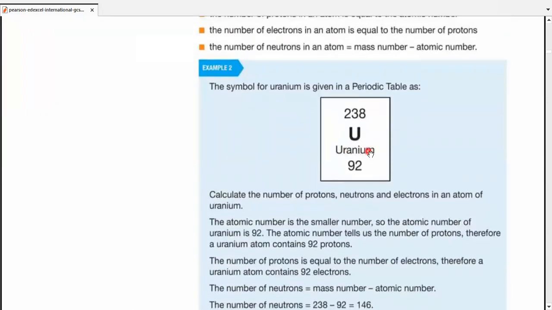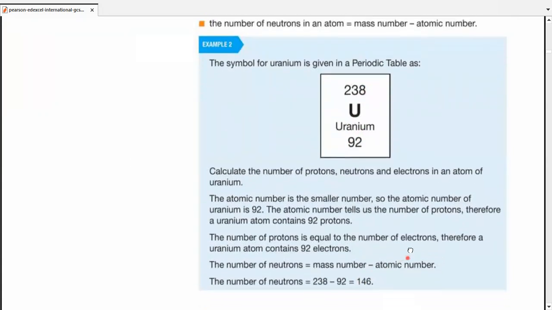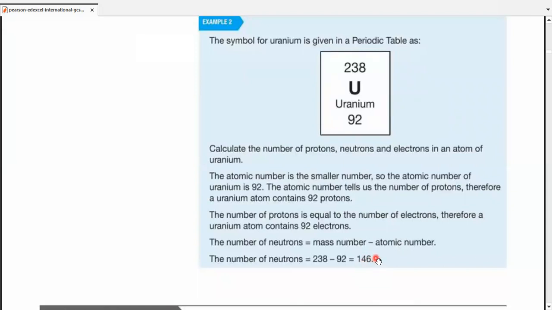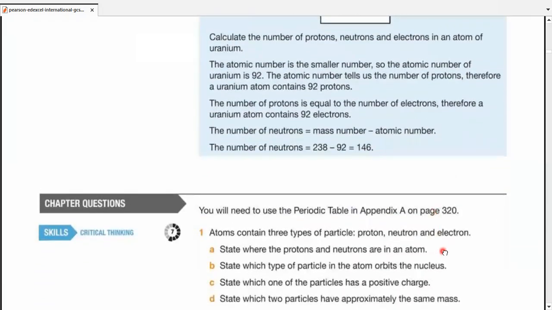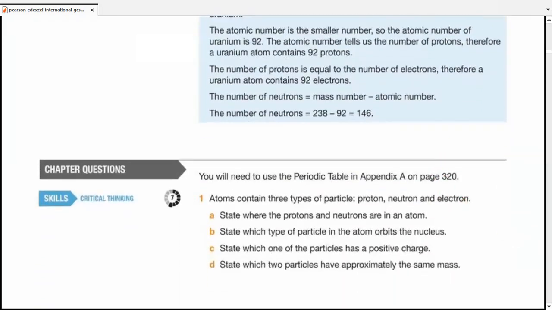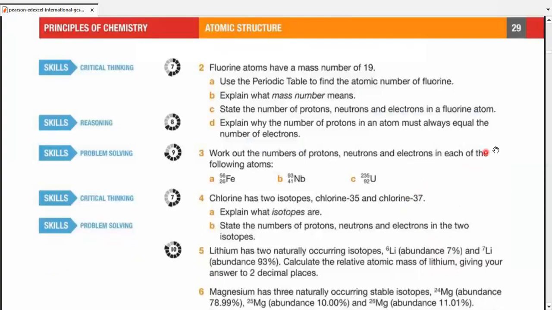Take this example of uranium. 92 is the number of protons. Of course, it is going to have the same number of electrons. And 238 minus 92 is equal to 146, given at the bottom of this line, is the number of neutrons. Right? So there we go. I think this concludes your chapter.